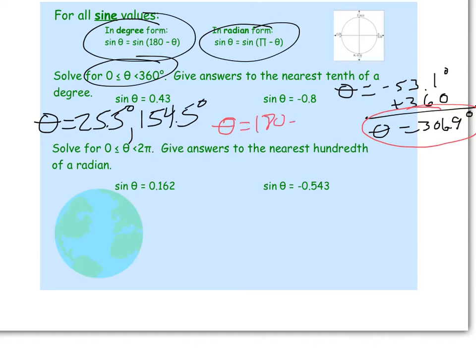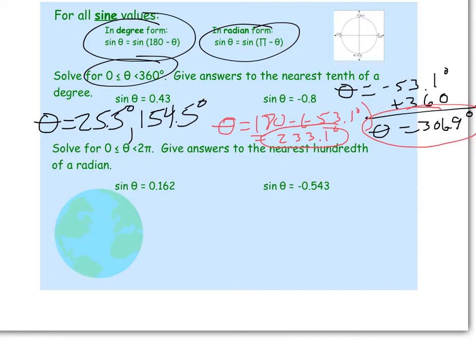I can actually use that initial answer that I got of negative 53.1 and then follow the same rule. Subtract that original answer from 180 degrees, and I get 233.1, and that is in the interval. So 306.9 and 233.1.